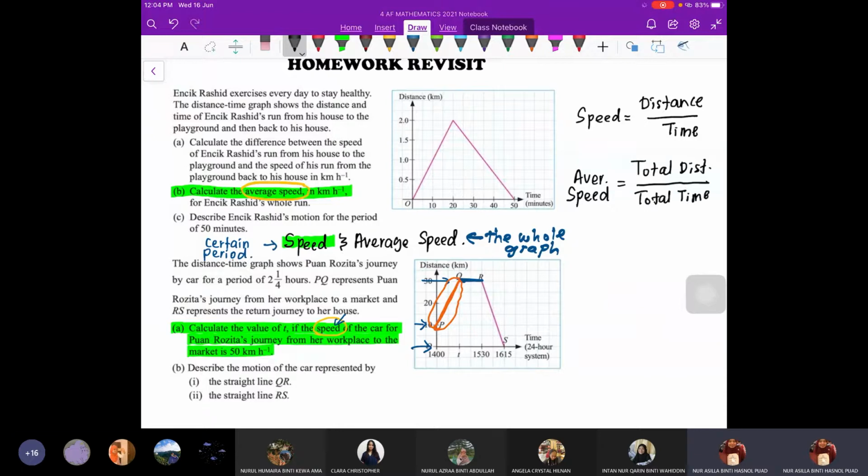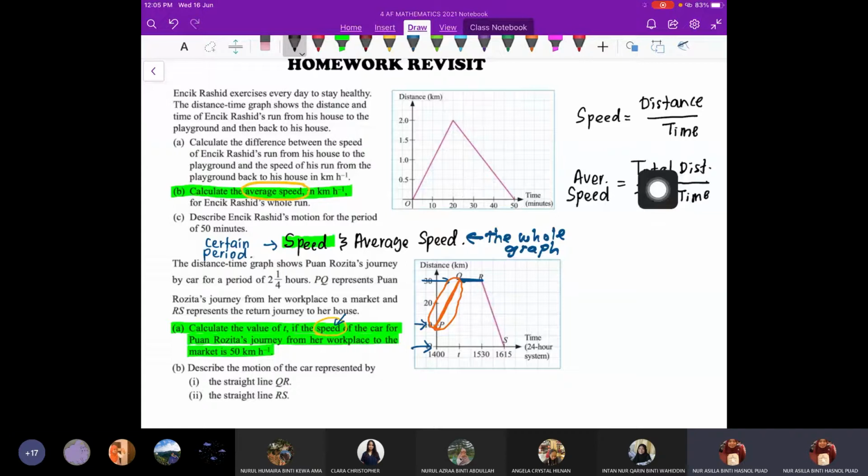Okay, so kalau soalan di atas tu dia cakap average speed, jadi dia nak total distance. Daripada O ni dia naik atas 2 km, so dia dah jalan 2 km dan dia pulang semula ke tempat dia mula tadi. So total distance dia sebenarnya dia pergi 2 km, dia balik 2 km. So total distance here is 4 km. Okay, sebab this is distance time graph. Pergi 2 km, balik 2 km. So total distance 4. Total time will be 50.